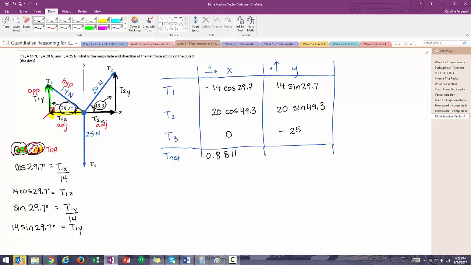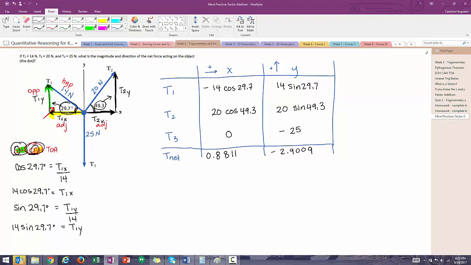Now I'm going to do the same thing with the y direction numbers. So I have 14 sine 29.7 plus 20 sine 49.3 minus 25. That's the same as saying plus negative 25. All right, now when I hit equals, I get negative 2.9008, and that 8 is going to get rounded up to a 9. All right, so now I know my net tension in my x and my y direction.